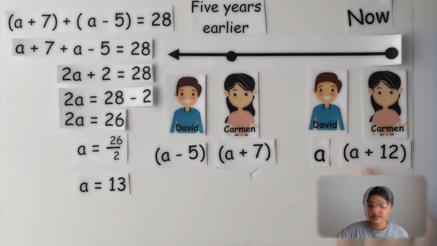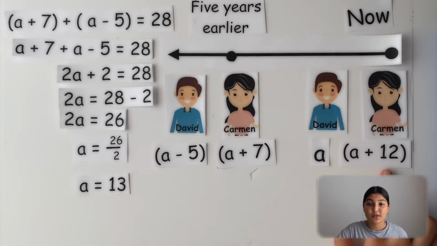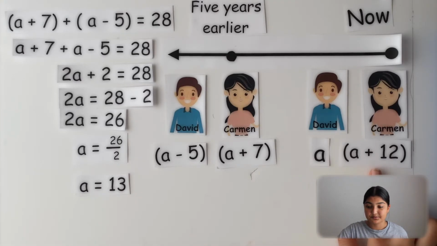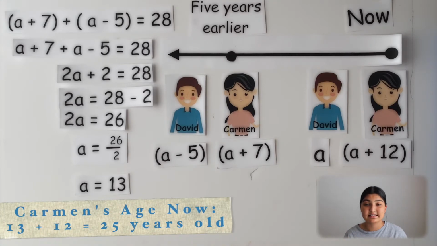Well, Carmen's age now is A plus 12, and we know A is 13. So all we have to do is substitute the value for A here. So Carmen's age now is 13 plus 12, which is equal to 25. Now let's look at another example.